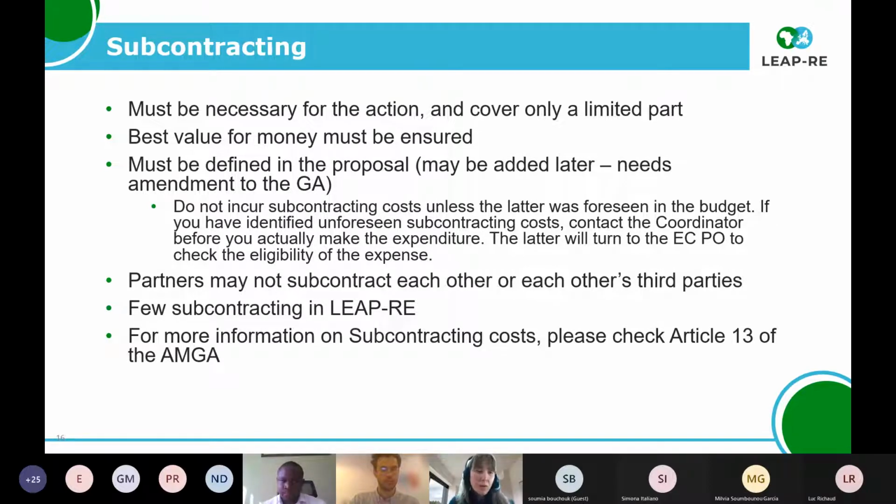One thing about subcontracting: if you are going to spend costs on subcontracting that were not foreseen in the grant agreement, please contact the coordinator as soon as possible, because we will have to contact the Commission and make sure that they agree on that, because subcontracting must have been agreed by the Commission before you incur them. So if you foresee spending money on subcontracting, but it was not foreseen, please let us know ASAP.